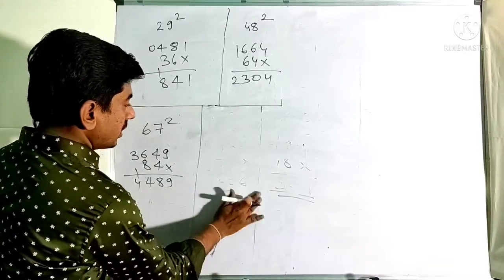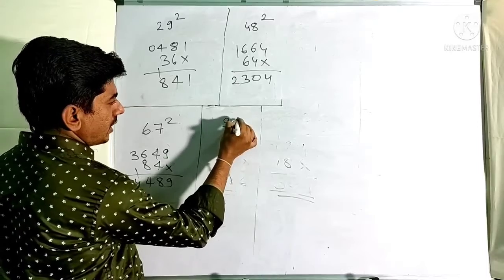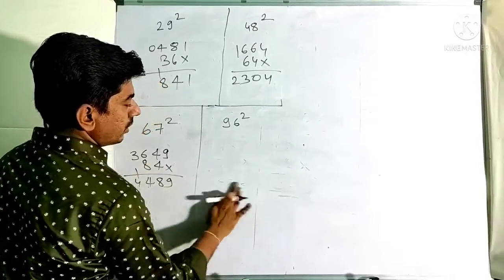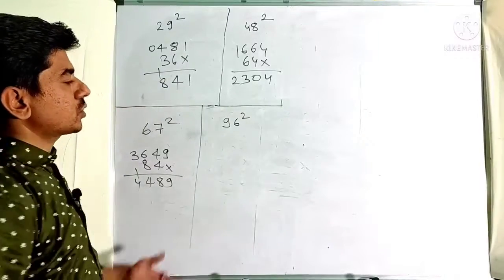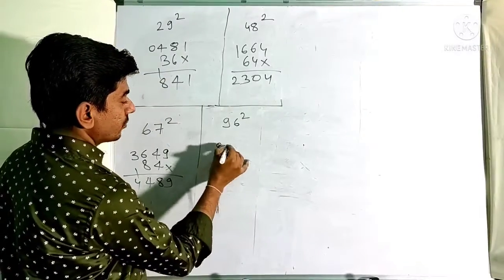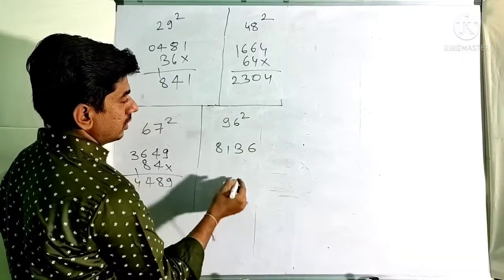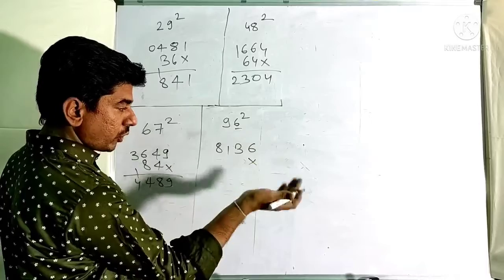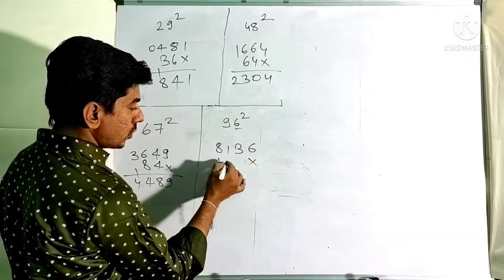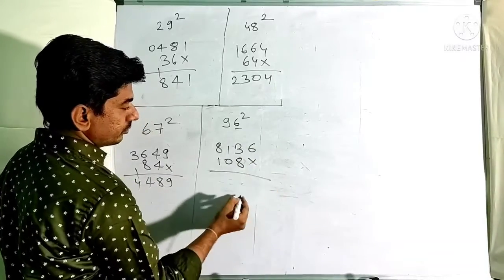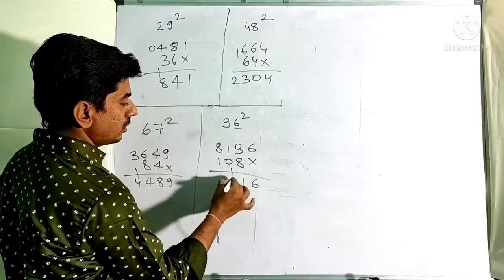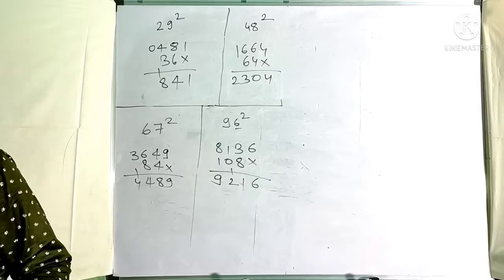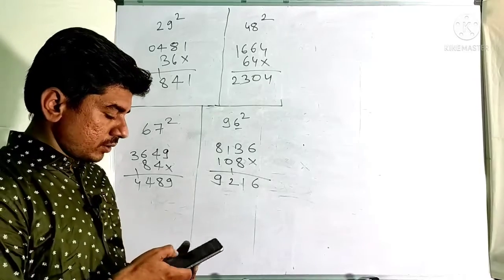The final 2-digit number is 96 square. The final 2-digit number is 96. We have to take the square of it. 9 9s are 81, 6 6s are 36. Leave one place. 9 6s are 54, 54 into 2, 108. 6, 8, 9, 10, 11. This is 2 and this will be 9216. The square of 96 is 9216.